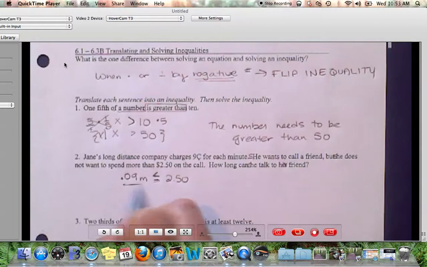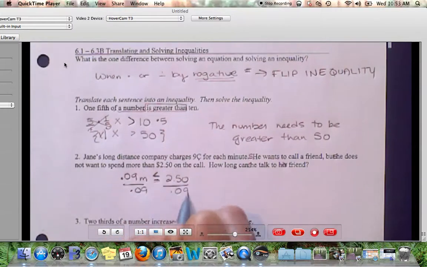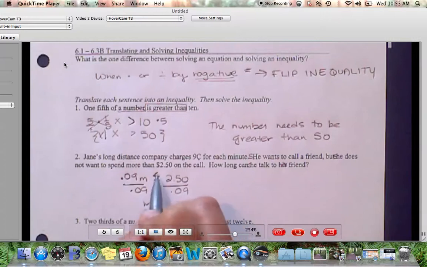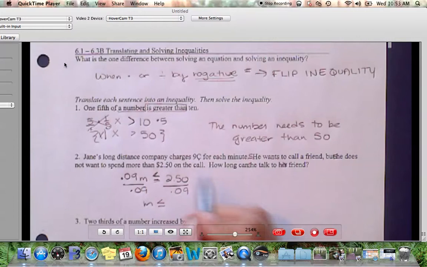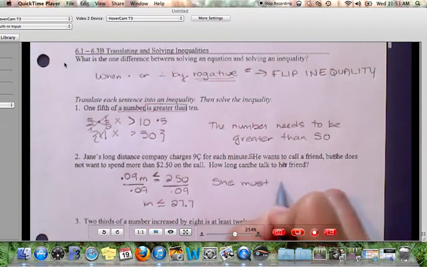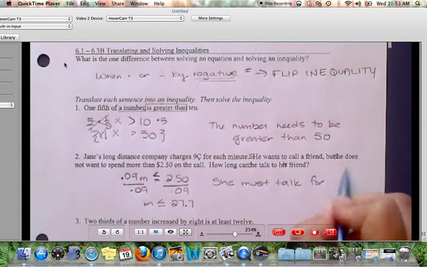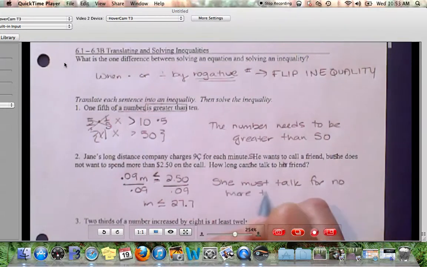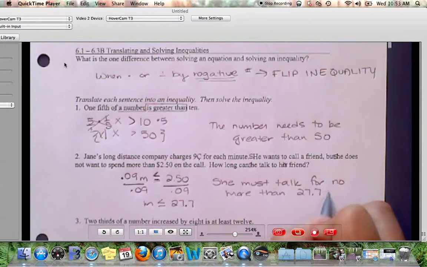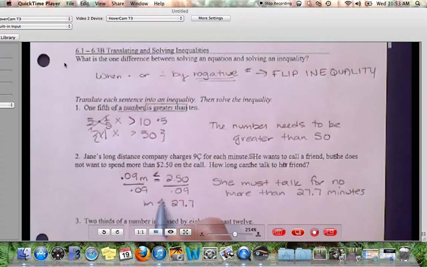And you can go ahead and solve this by dividing by 0.09 on both sides. And we're dividing by a positive, so we do not flip the inequality symbol. So the minutes would be less than or equal to 27.7. So he or she, whatever you decide, must talk for no more than 27.7 minutes. So it's got to be less than or equal to 27.7 minutes. So another way you can say that is no more than 27.7.